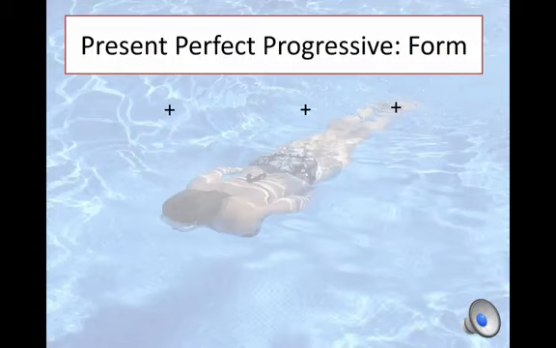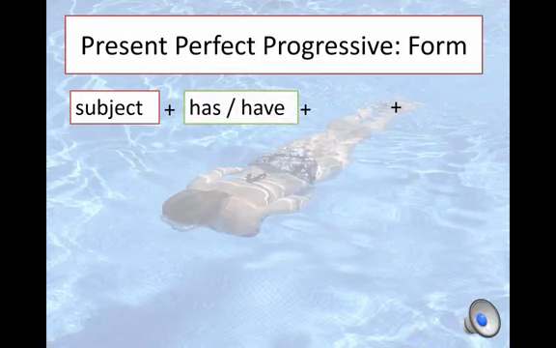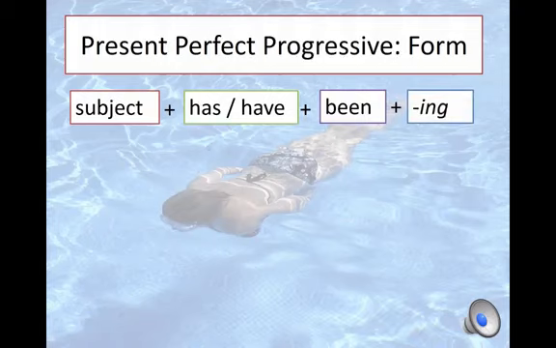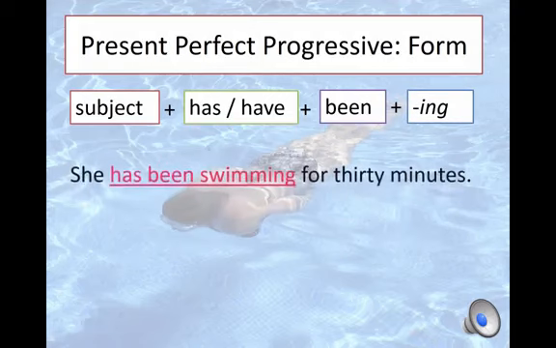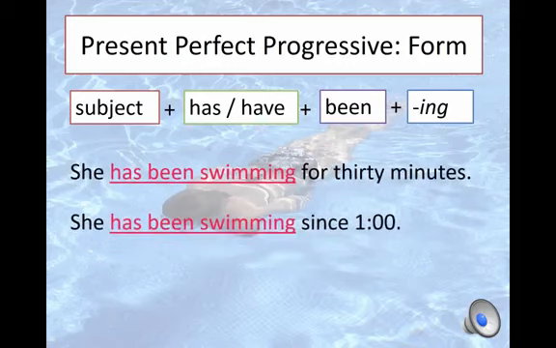Let's look at how we form the present perfect progressive. Of course, we need a subject, and then we need has or have, been, and a verb in the ing form, or a present participle. For example, she has been swimming for 30 minutes. We can also say, she has been swimming since 1 o'clock.